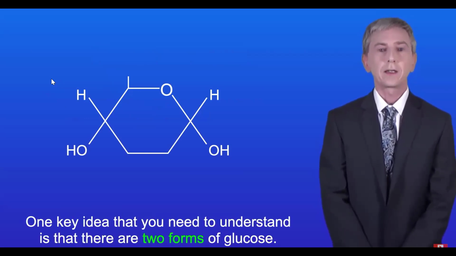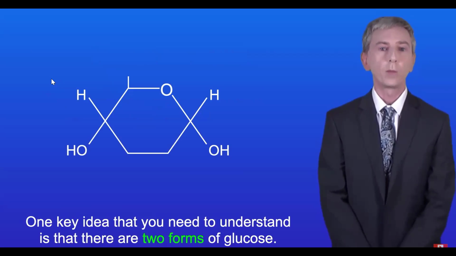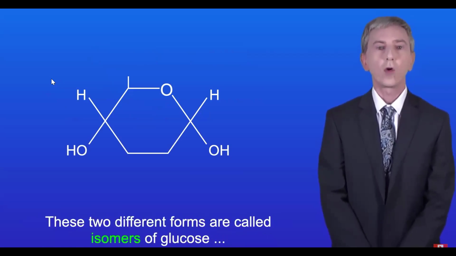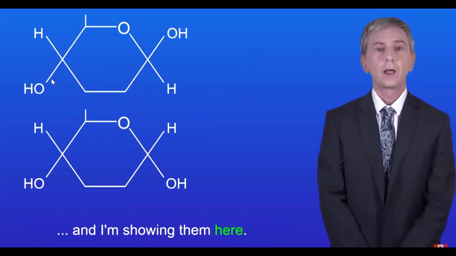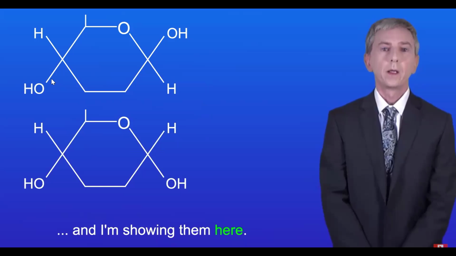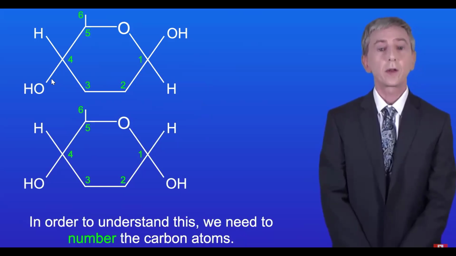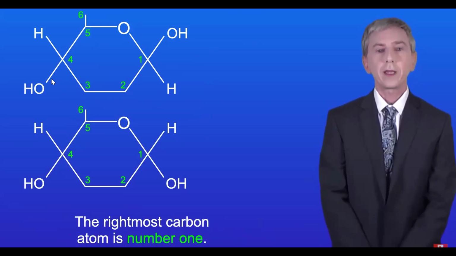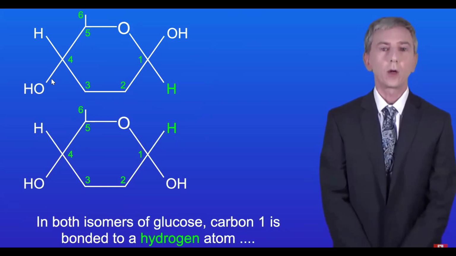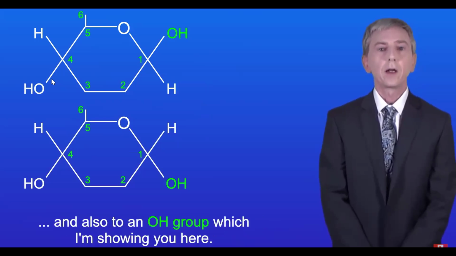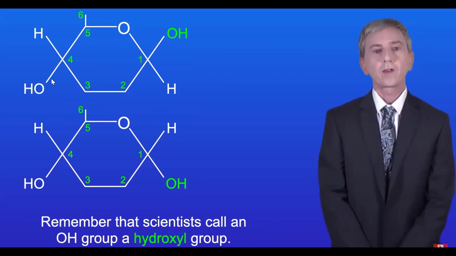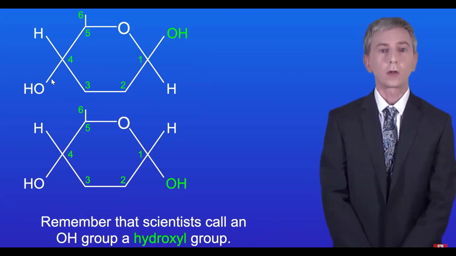Now, one key idea you need to understand is that there are 2 forms of glucose. These 2 different forms are called isomers of glucose, and I'm showing you them here. Now, in order to understand this, we need to number the carbon atoms. The rightmost carbon atom is number 1. In both isomers of glucose, carbon 1 is bonded to a hydrogen atom, which we can see here, and also to an OH group, which I'm showing you here. And remember that scientists call an OH group a hydroxyl group.